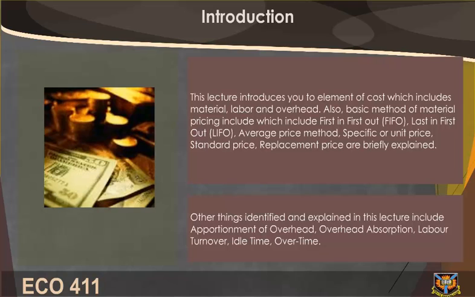Also, basic methods of material pricing include first in, first out (FIFO), last in, first out (LIFO), average price method, specific or unit price, standard price, and replacement price, which are briefly explained. Other things identified and explained in this lecture include apportionment of overhead, overhead absorption, labor turnover, idle time, and overtime.